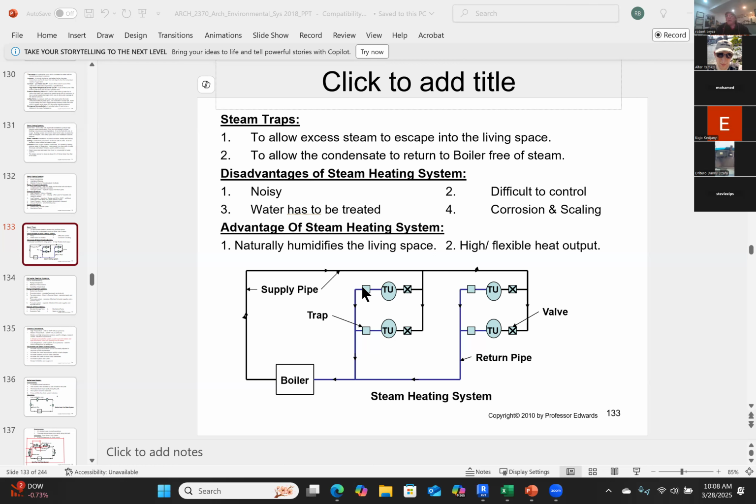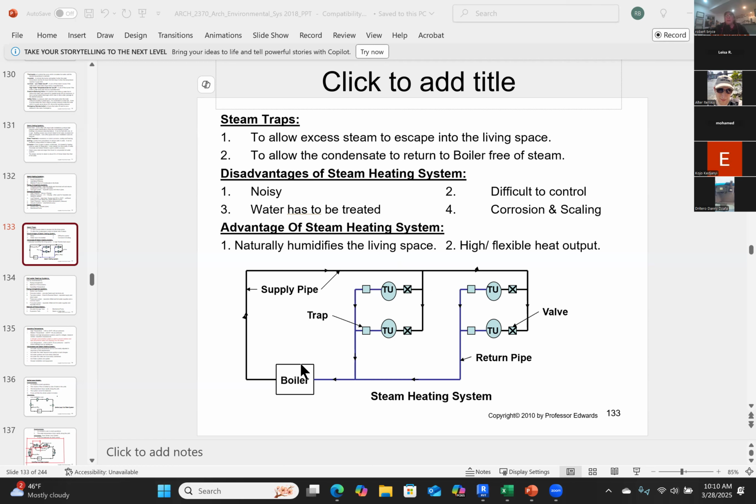So we don't want the steam going back to the boiler. We want the steam to have been changed in state back to its liquid form so that we can exhaust the heat from it. So what is the purpose of the trap? Excellent question. It allows the excess steam to escape into the space, number one. And number two, it allows the condensate to return to the boiler free of steam. We don't want to send the steam back to the boiler. We want to send the liquid back to the boiler.